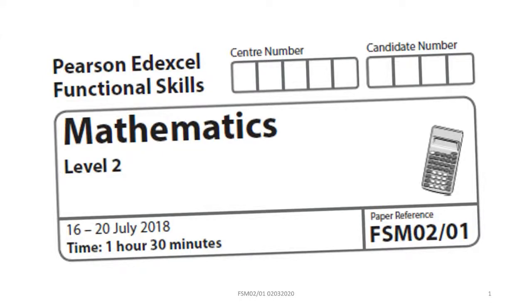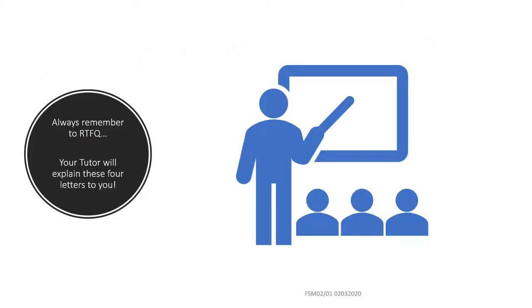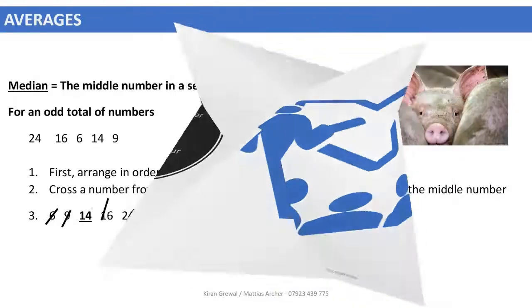So what we're looking at here is a past Functional Skills Level 2 maths paper from the legacy collection. What I just need you to remember is, when you're looking at these questions, always RTFQ: read the question very, very carefully. If in doubt, your tutor will explain these four words to you. But remember, a lot of times you'll find the actual answer to the question is in the question itself, if you read.